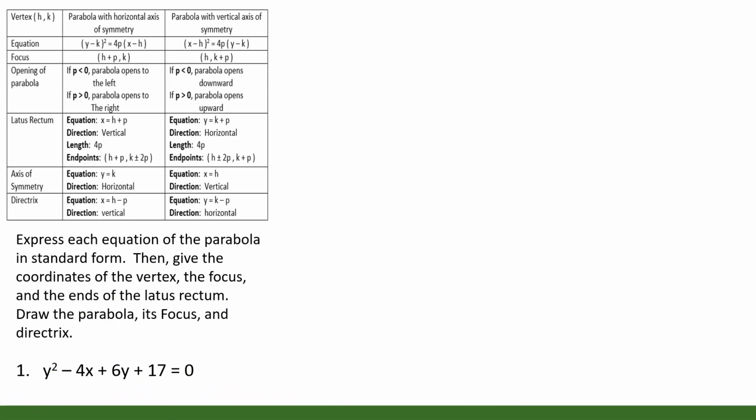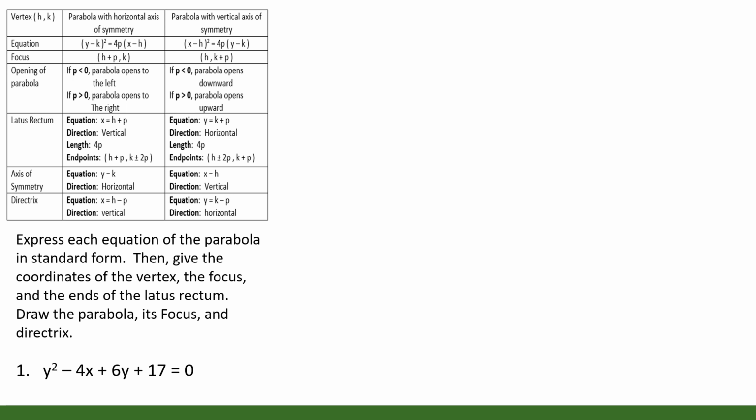Okay, this time, the graph of this parabola is not in its standard position kasi nag-transcend na yung vertex from the origin to a point (h, k). Pero syempre pa, meron tayong 2 patterns ulit na susundan based on their characteristics. So, let us try. Express each equation of the parabola in standard form. Then give the coordinates of the vertex, the focus, and the ends of the latus rectum. Draw the parabola, its focus, and directrix. Given equation, y squared minus 4x plus 6y plus 17 is 0.